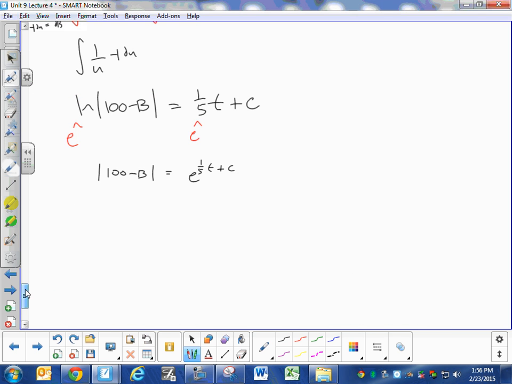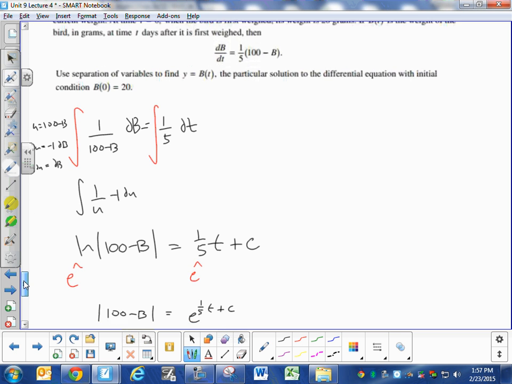Bring down the e to the c, and you can get rid of the absolute value to make this c e to the 1/5 t. Subtract 100 and multiply by -1. B would be equal to c e to the 1/5 t plus 100. So there's your b of t, which is your y equation.